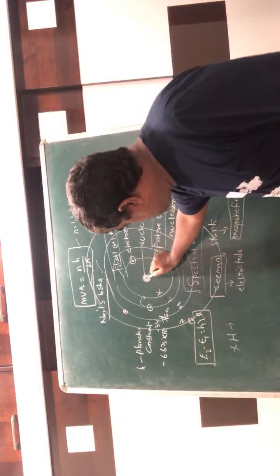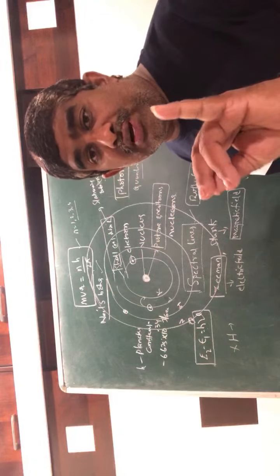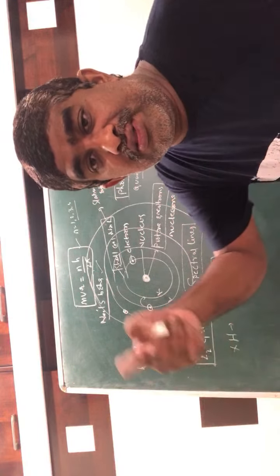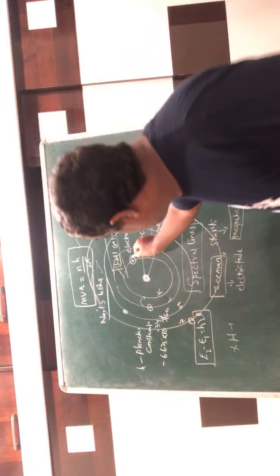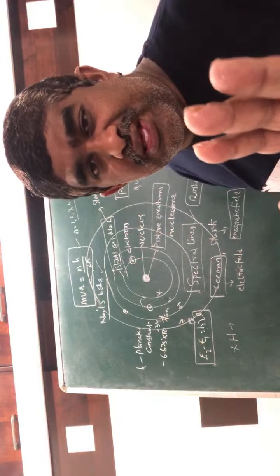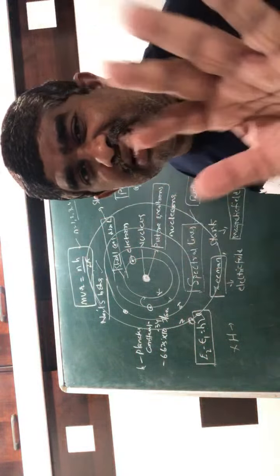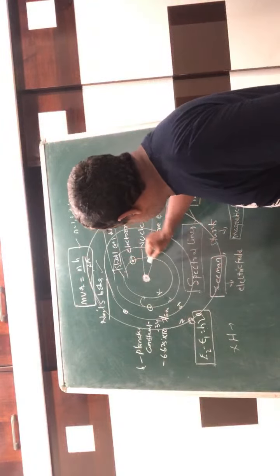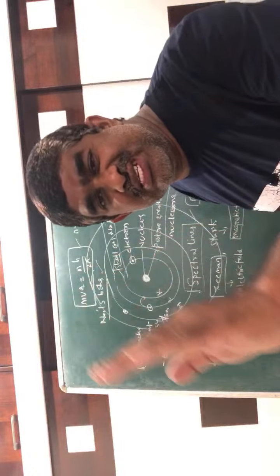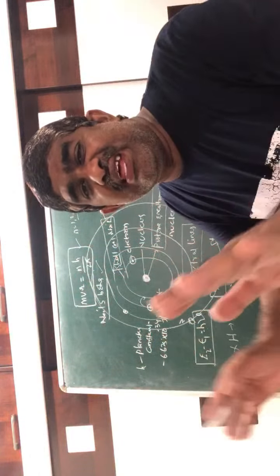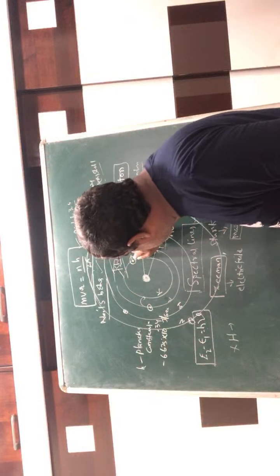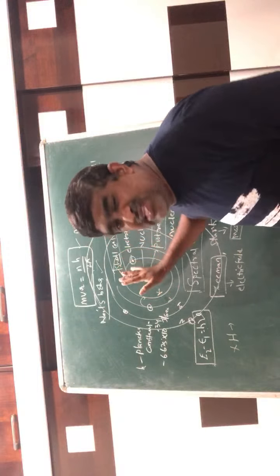So the center is called the nucleus. In the nucleus, what are they? Protons and neutrons, they are called nucleons. Electrons revolve around the nucleus in circular orbits. Those circular orbits are called stationary orbits or stationary shells. As long as the electron is in a stationary orbit or a stationary shell, its energy is constant.